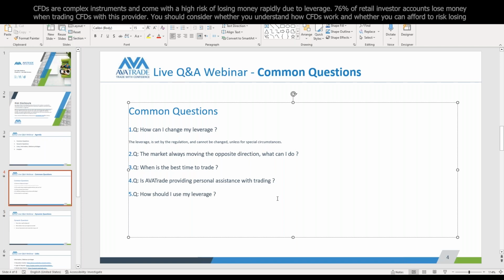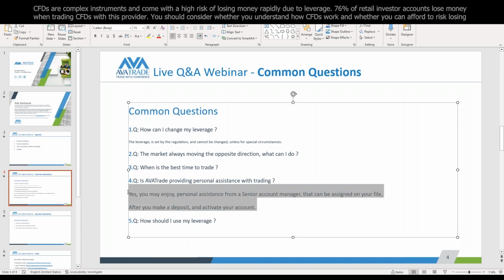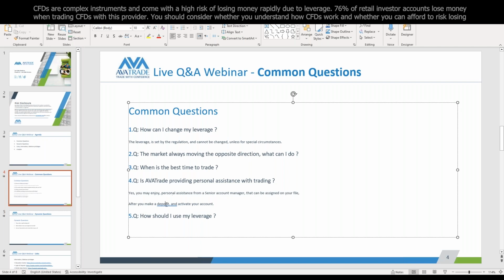Is AvaTrade providing personal assistance? Yes. You may enjoy personal assistance from a senior account manager that can be assigned to your file after you make a deposit and activate your account. And that means that this individual can assist you with all kinds of things, from analysis to a plan to a strategy to calculations, basically everything that I'm teaching now. Maybe not all, but 95% of what you're seeing here could also be addressed by a senior account manager. Okay?